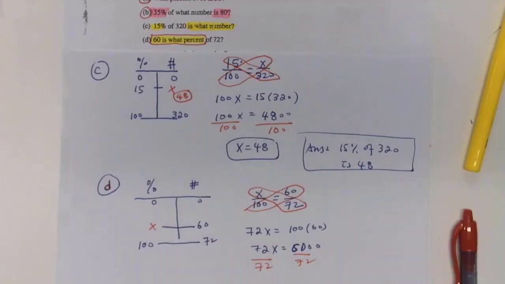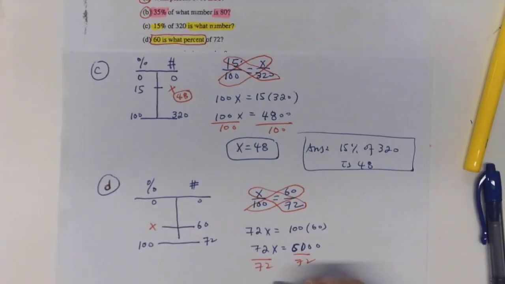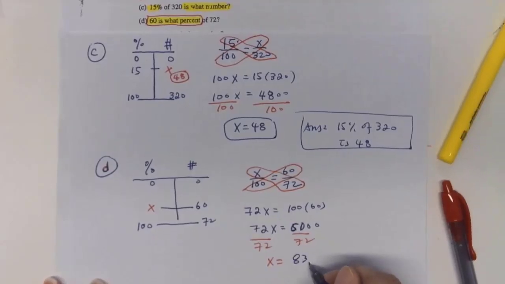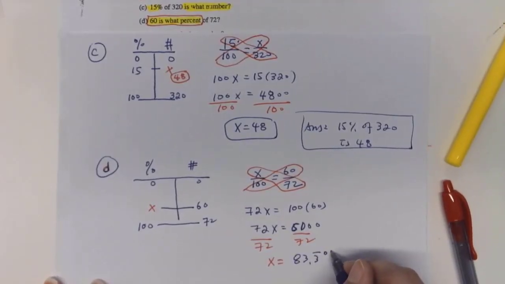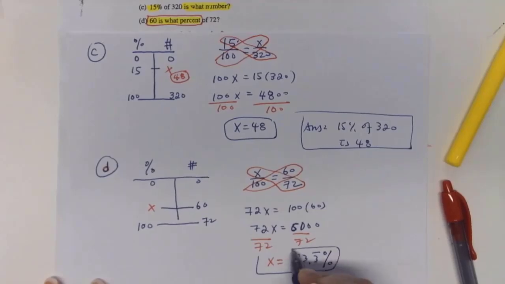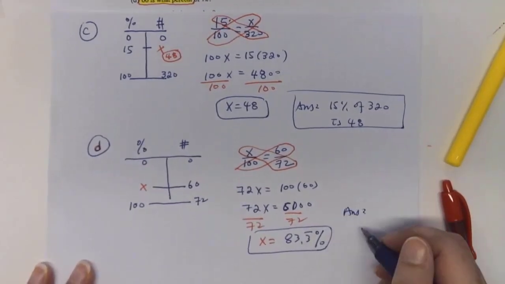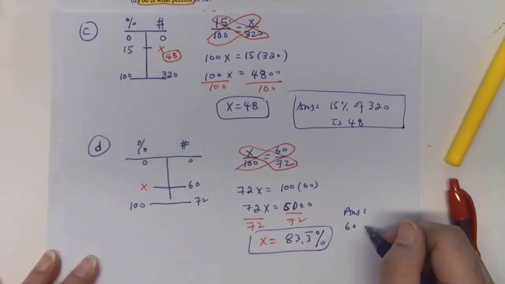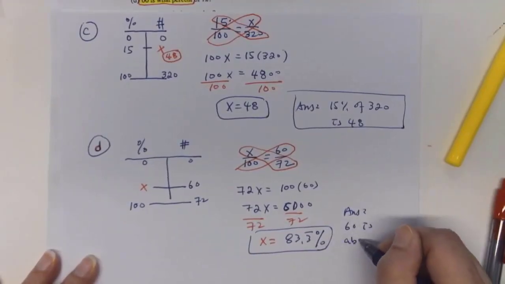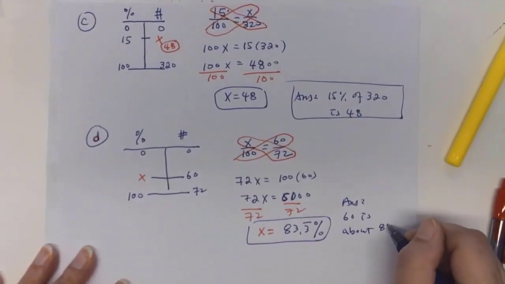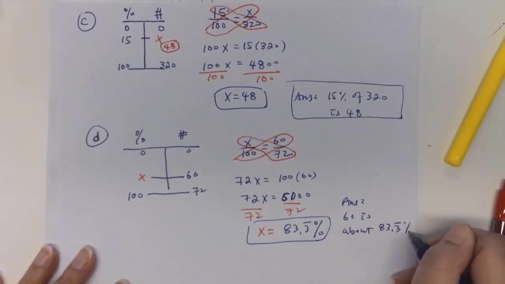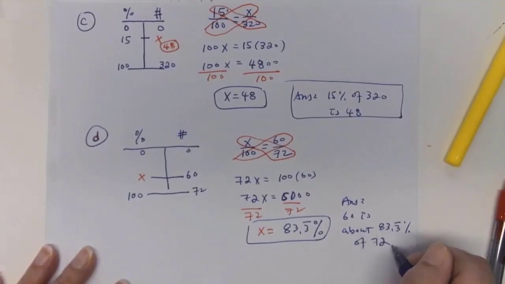Do we have an answer for that? 60 times 100 is 6,000. Divided by 72, we got what? 83.3% repeating with the 3. This is for the percentage, right? So the answer will be 60 is about 83.3 repeating percent of 72.